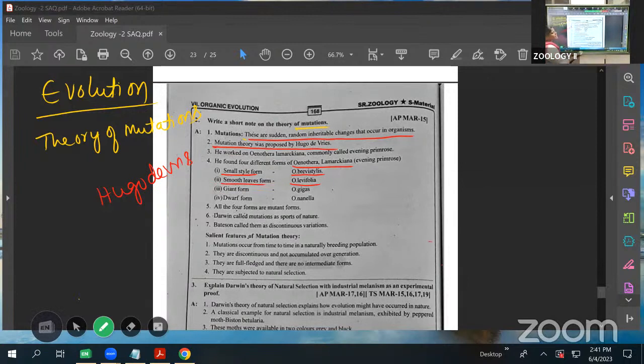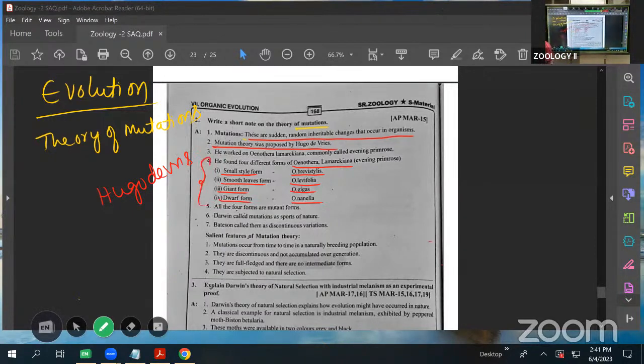Next is called gigas. Oenothera gigas, in the name gigas, means giant form, a bigger plant is present here. Next is Oenothera nanella. In this, a dwarf form is present. Like this, they are all the same; all of this belongs to Oenothera only.